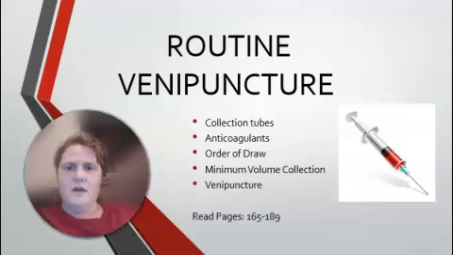In this lecture, we'll be covering routine venipunctures. This lecture will be divided into two parts. This lecture will cover topics like the different collection tubes used in phlebotomy, the anticoagulants contained within those collection tubes, the order of draw. This is the order in which we must draw our different types of tubes during phlebotomy. The minimum volume requirements of each of the different types of collection tubes, and then just the overall venipuncture procedure.